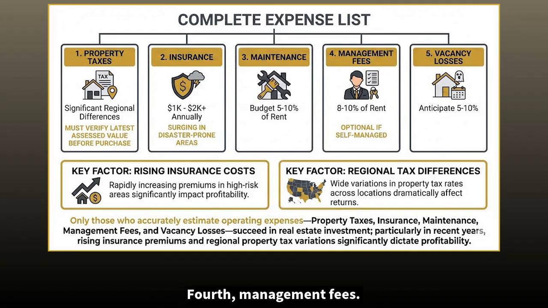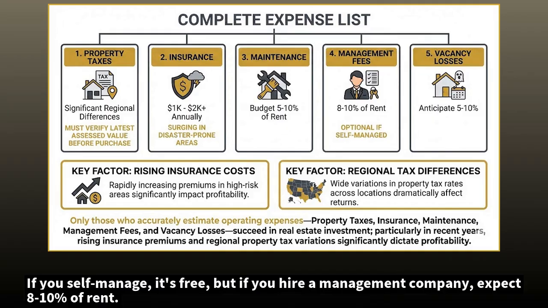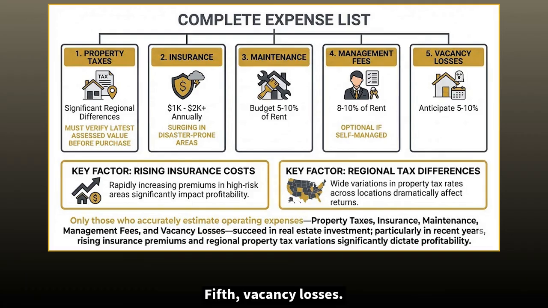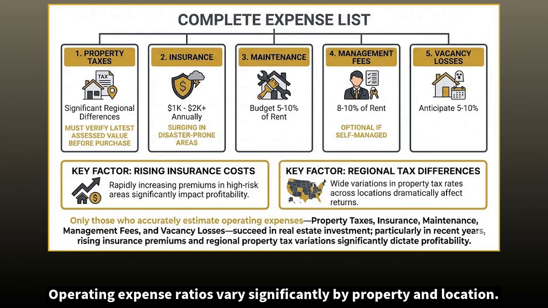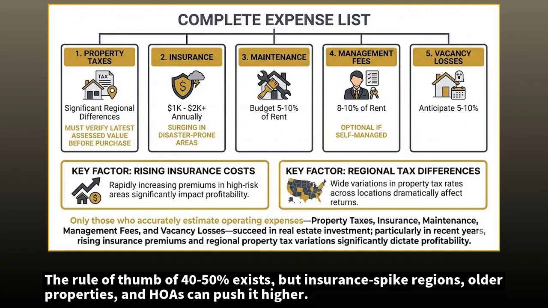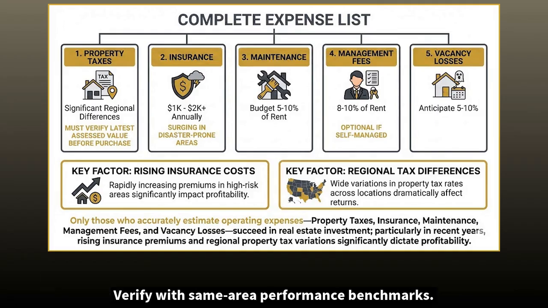Fourth, management fees. If you self-manage, it's free, but if you hire a management company, expect 8 to 10% of rent. Fifth, vacancy losses. Properties aren't always fully occupied. Budget 5 to 10%. Operating expense ratios vary significantly by property and location. The rule of thumb of 40 to 50% exists, but insurance spike regions, older properties, and HOAs can push it higher. Verify with same area performance benchmarks.